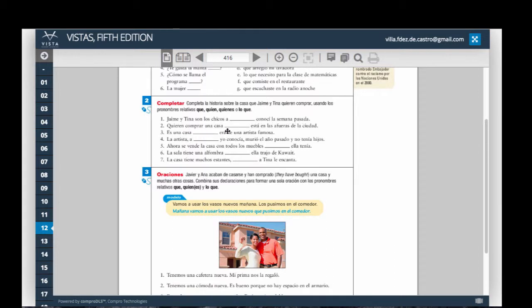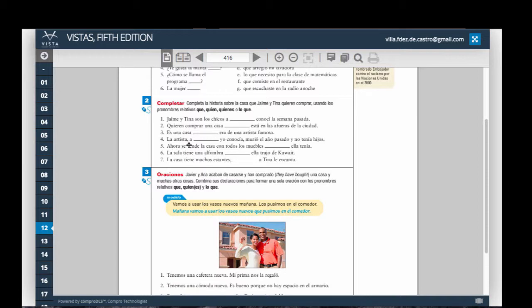Quieren comprar una casa que está en las afueras de la ciudad. So, una casa is the thing, and we know que is the pronoun that is used with things. So, que is the right one. Es una casa que era de una artista famosa. Again, this pronoun is referring to casa, so we need que again.